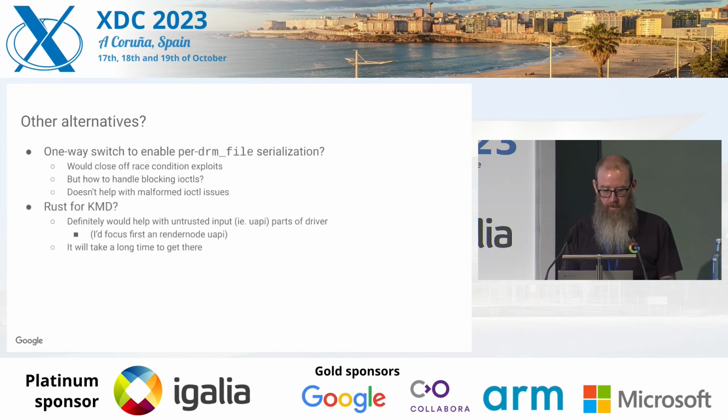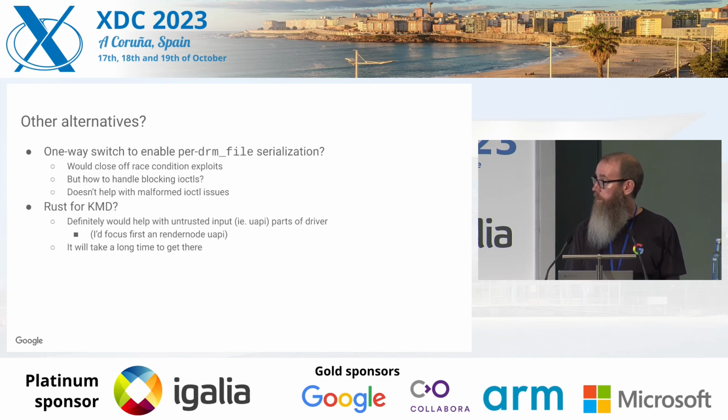So other potential alternatives: on the kernel side, we could implement a one-way switch per DRM file to add locking to serialize all of the ioctls against that DRM file. The idea is it'd be a one-way switch that you flip before the sandbox starts handling untrusted GL or Vulkan content. The main awkward thing about that is blocking ioctls. Serializing all your ioctls when you have something like a wait fence ioctl is not great. Drivers using native context are already planning around this and do all of their waiting by polling on a DMA fence FD or similar.